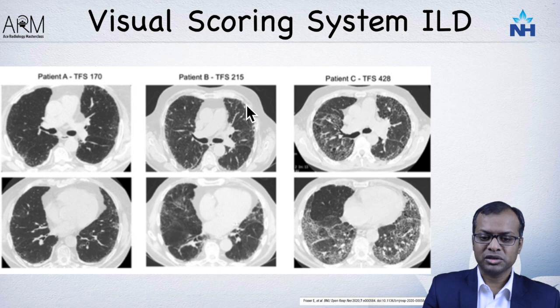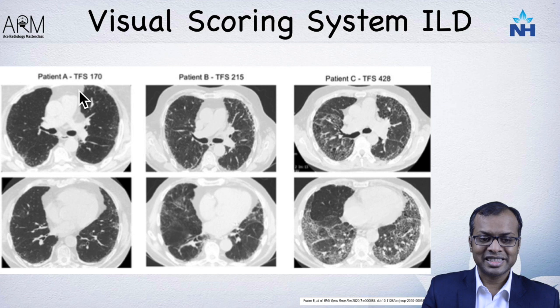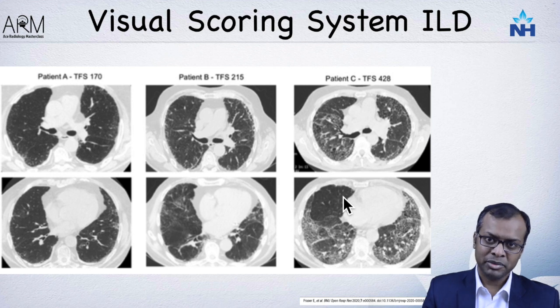Similarly, as I go through different patients, you can see here honeycombing is occupying 10% of the lung. So everything put together, you come up with a total fibrosis score. You can see here, the scoring increases as the degree of fibrosis increases in a patient.